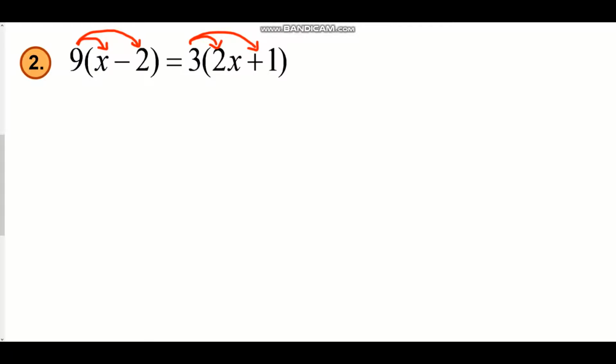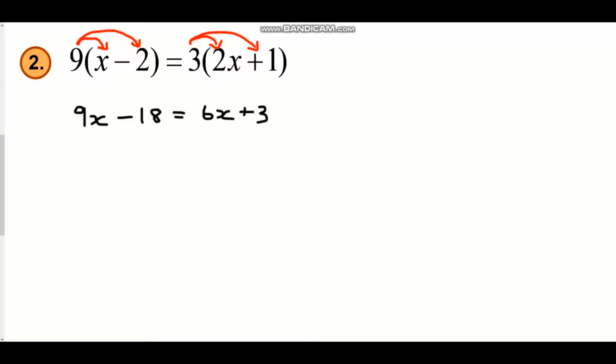So let's write that out. 9 times x is 9x. 9 times minus 2, well, we can keep the minus in the middle. 9 times 2 is 18. That's equal to 3 times 2x, which is 6x. And 3 times plus 1, which is plus 3. Now we need to deal with our x's, our numbers, and grouping them together, and then we'll solve our equation.